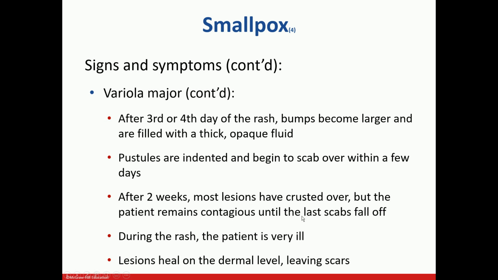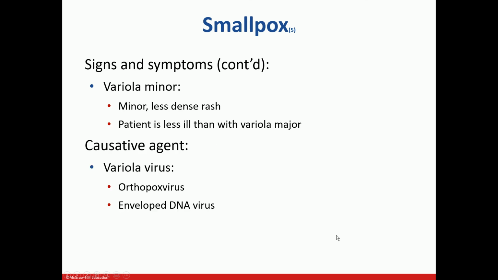So that means that any child or adult who gets smallpox is considered contagious until their lesions have crusted off. They should not come in contact with other people. And when people have this rash, they are very sick at that time. The other form of smallpox is called variola minor. The rash is less dense in this, and the patient is less sick as compared to variola major.